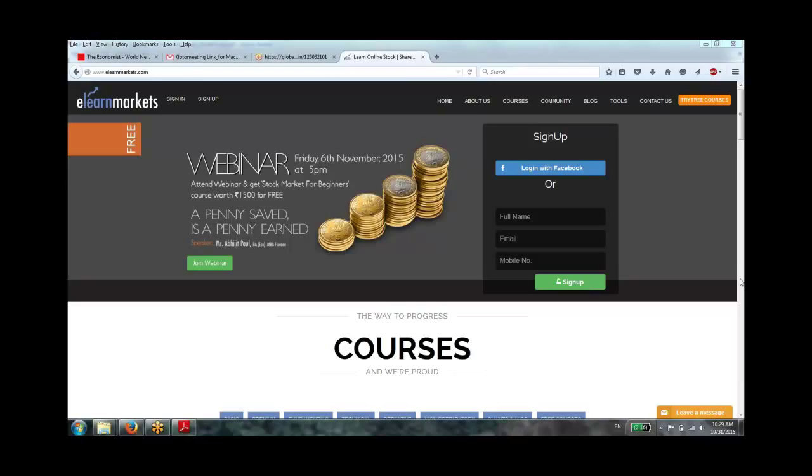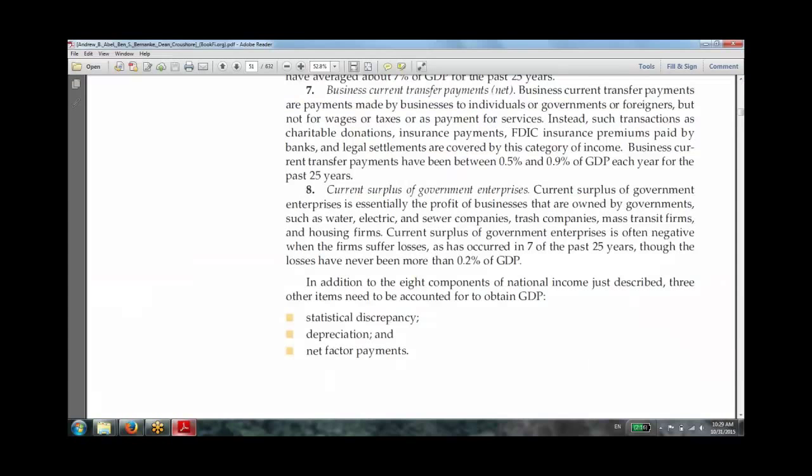Because the GDP of a country, if you go by the formula that's there in the slides that you have, is equal to the consumption plus the investments. Let me see if I have it somewhere here. Yeah, I think I have it here.